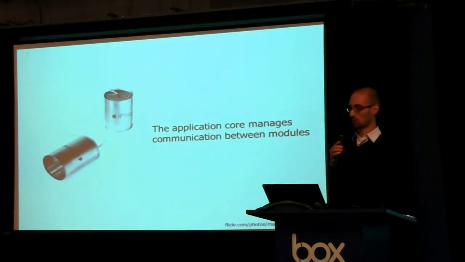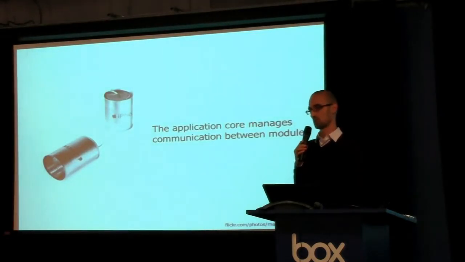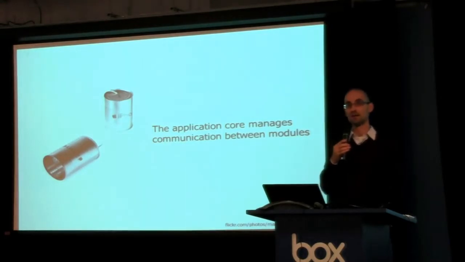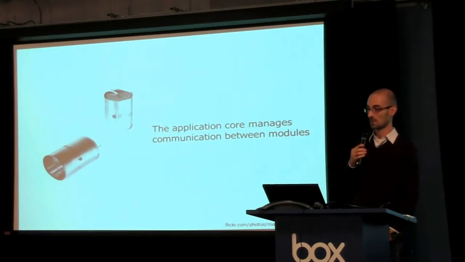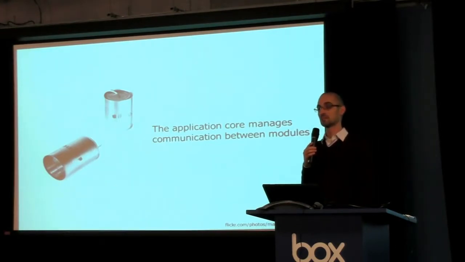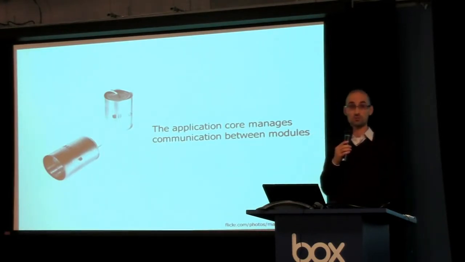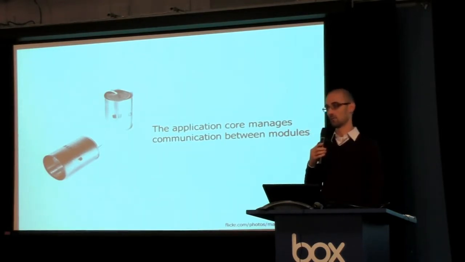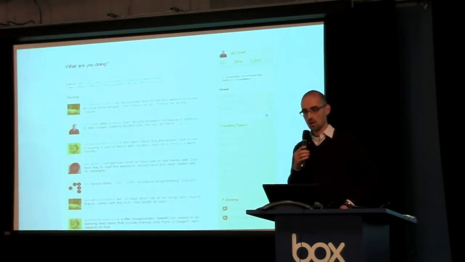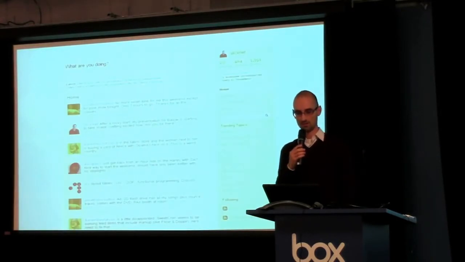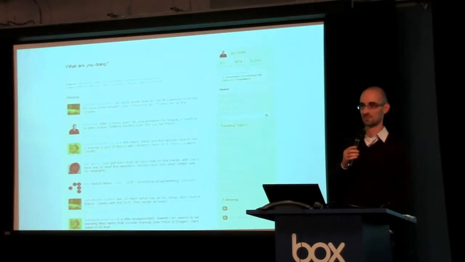Now, the application core also manages communication between modules. So I said earlier that modules can't know about each other and interact with each other directly. But that doesn't mean that they don't need to know what other modules are doing. And so how do you do that without modules talking to each other directly? Well, for that, I'd like to go back to very old Twitter.